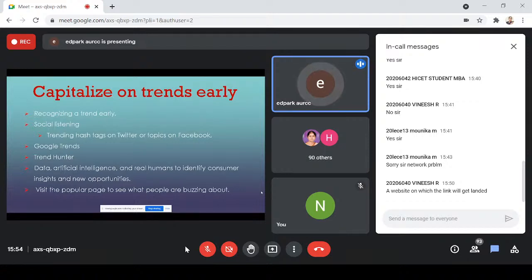Okay. And the next is what I call Google Trends and Trend Hunter. Based on technological concepts using AI and ML, you could analyze data from humans and try to give some insights and opportunities for the young brains to come up in the market.